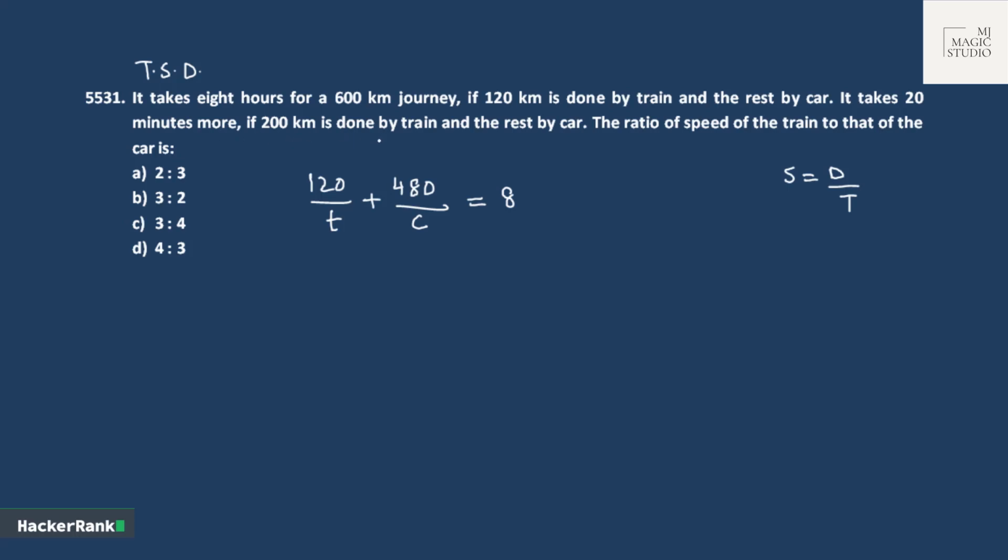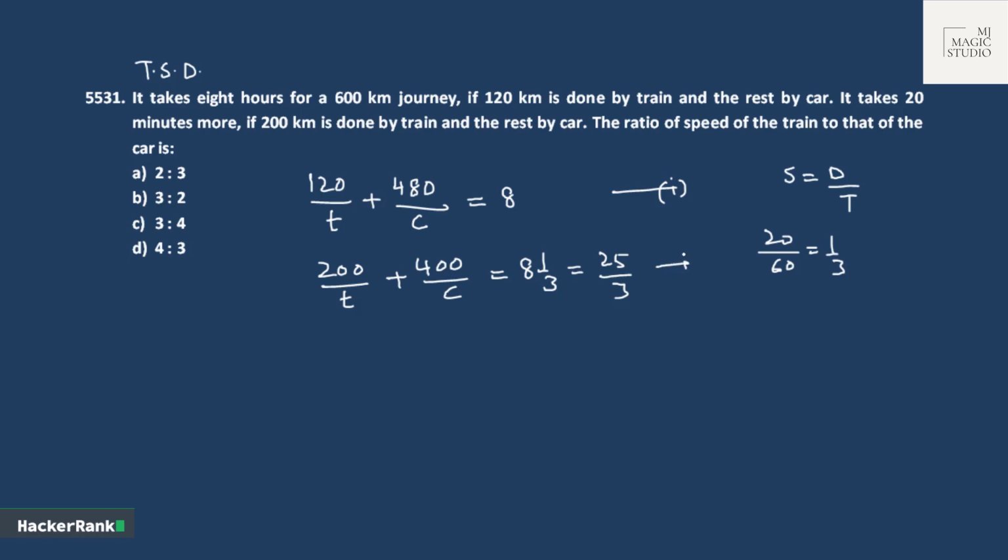It takes 20 minutes more if 200 kilometer is done by train. 200 by t plus 400 by c should be 8 hours 20 minutes. 20 minutes means 1/3 of an hour. So 8 1 by 3, that would be 25 by 3. So we have got two equations and we need to solve for t and c, I guess. The ratio of speed of train to that of car is asked. Correct.